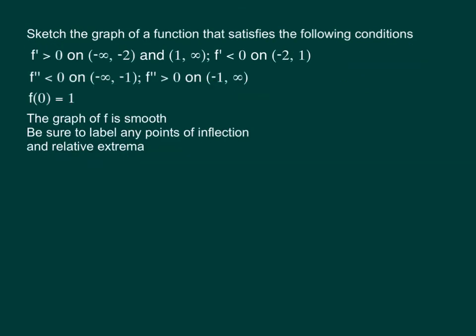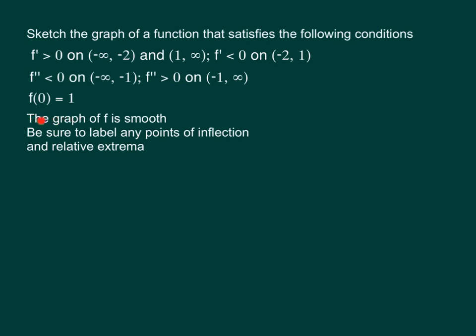For this last slide on this video, we are going to sketch the graph of a function that satisfies the following conditions. So here's a bunch of stuff with the first derivative being positive and negative, and the second derivative being negative and positive, and here's something about the original function. Ooh, we have some stuff here.